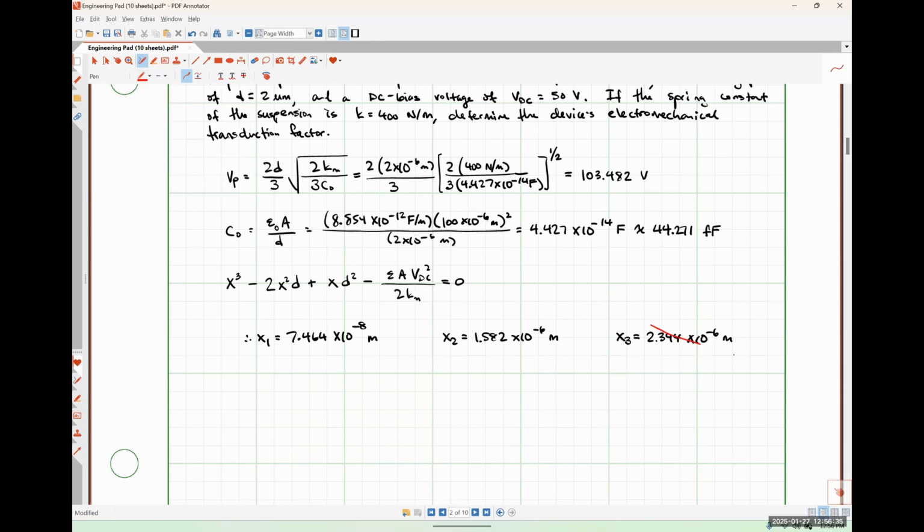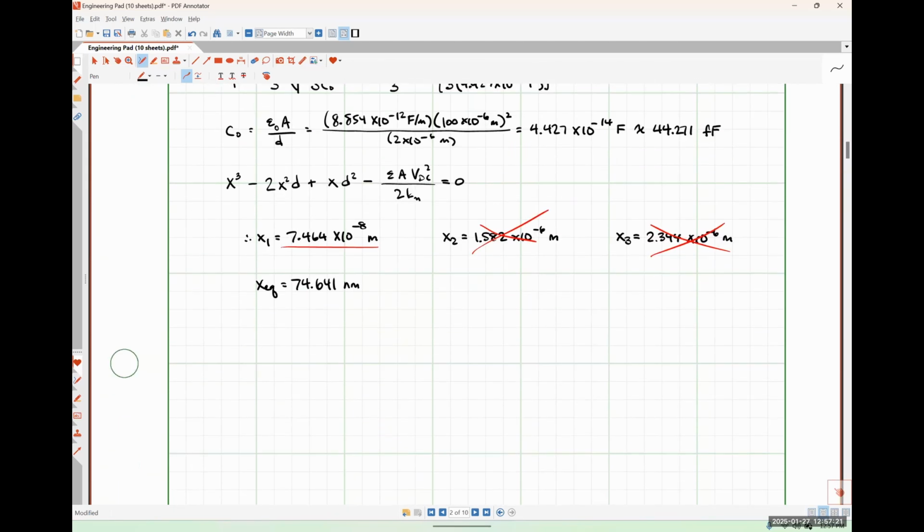We can throw this guy out immediately because that displacement is literally larger than the initial gap, which means it's impossible to get. 1.582 microns is well over 1/3 of the gap length. So if we had a displacement of this, our voltage must have exceeded the pull-in voltage, and we did not see that that was the case. That's why I checked it. So the only other one is this guy right here. So our equilibrium displacement from this is then 74.641 nanometers.